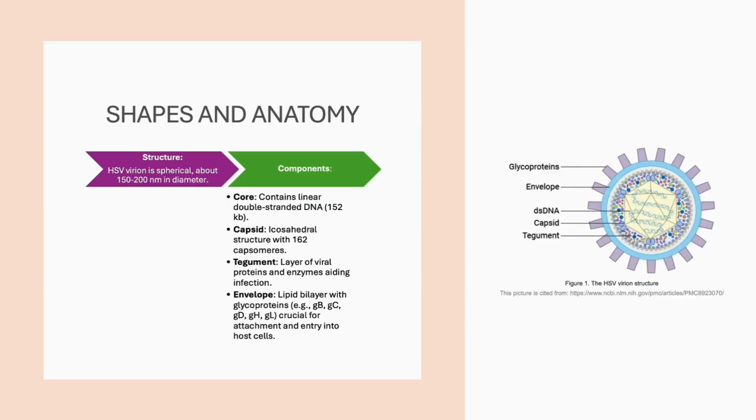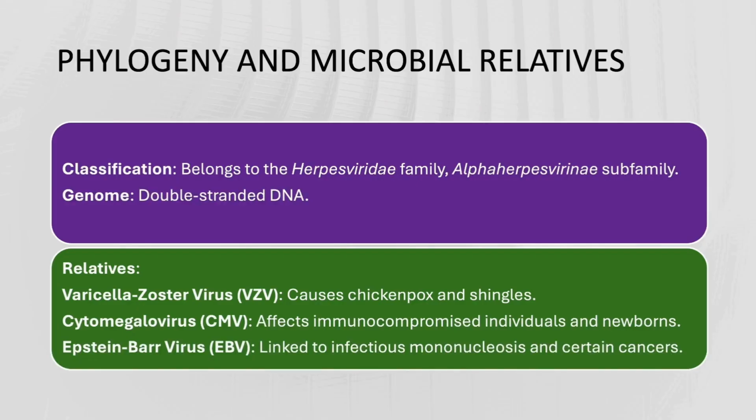HSV virion is spherical, about 150 to 200 nanometers in diameter, and it contains linear double-stranded DNA, capsid, tegument, and envelope. It belongs to the Herpesviridae family, and its subfamily is Alphaherpesvirinae. HSV is closely related to varicella zoster virus, which causes chickenpox and shingles, cytomegalovirus, which affects immunocompromised individuals and newborns, and Epstein-Barr virus, which is linked to infectious mononucleosis and certain cancers.